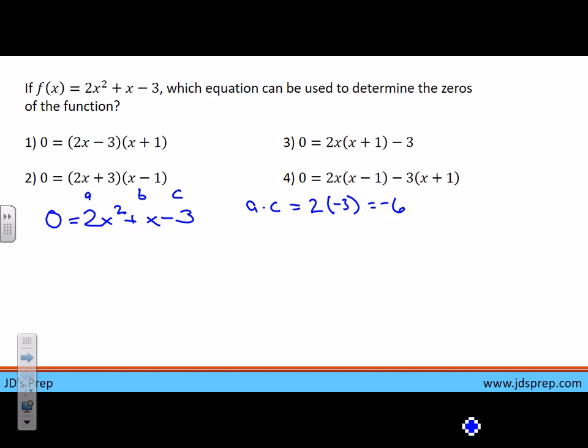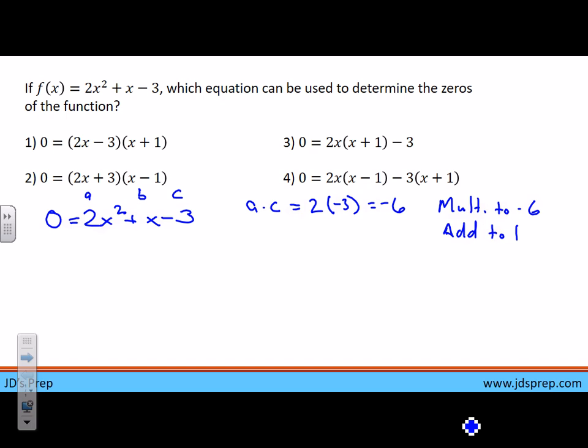Then we want to find two numbers that will multiply together to the negative 6 that we just found, and then add together to the coefficient on x, our b, which is 1. So we want two numbers that will multiply to negative 6 and add to positive 1. Since we want to multiply and end up with a negative number, the signs of the two numbers we're multiplying have to be opposite. So one must be positive and one must be negative.